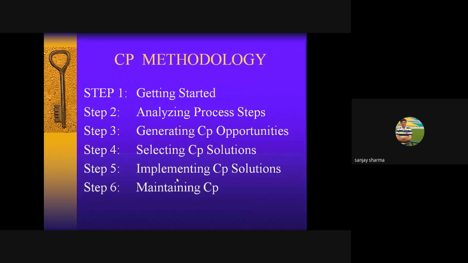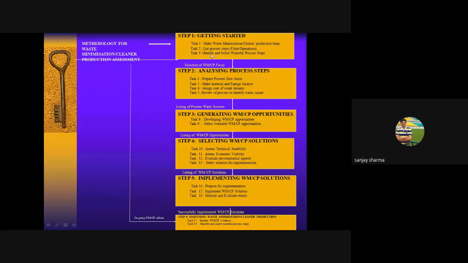So once we are convinced that this is a very useful methodology, it has to be implemented step-wise. Step 1 is how to start it. Step 2 is analyzing the process steps. Step 3 is generating, from this analysis, the CP opportunities. Then select the appropriate solutions, then implement those solutions, and then maintain those solutions. This is the same set of steps explained in this particular slide. We have already discussed how to get started and how to improve, with those examples.